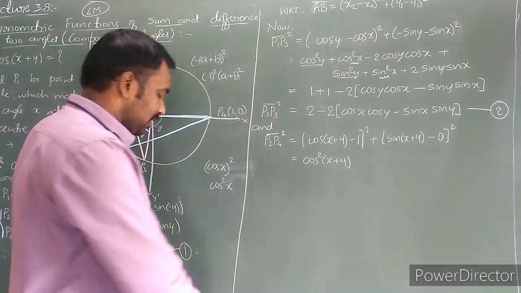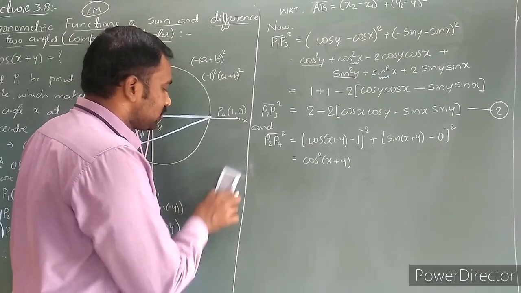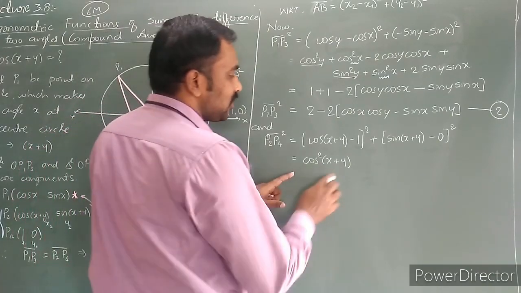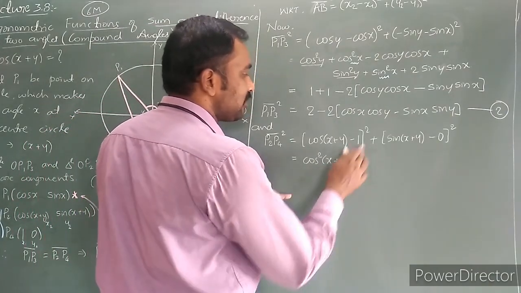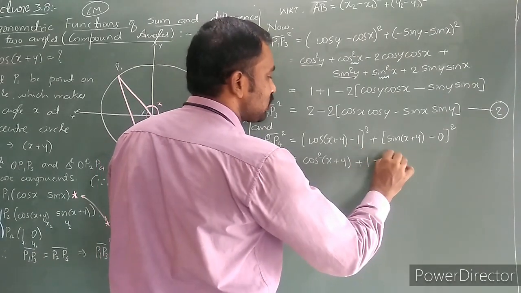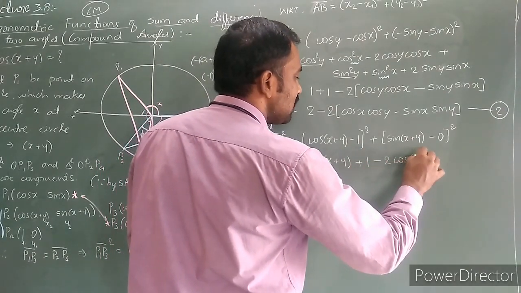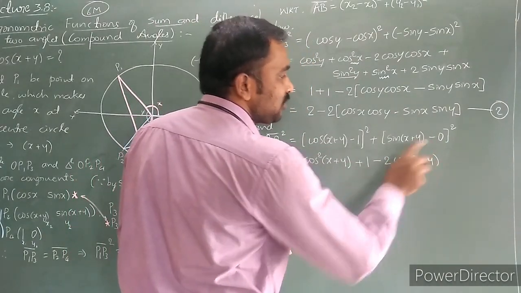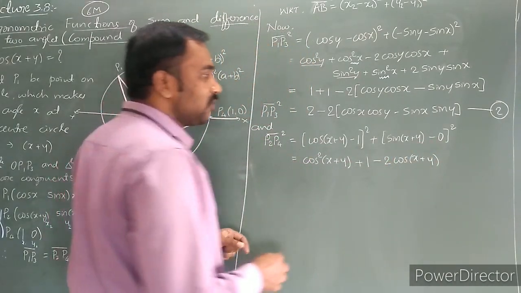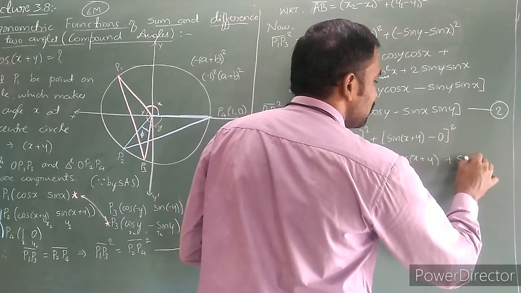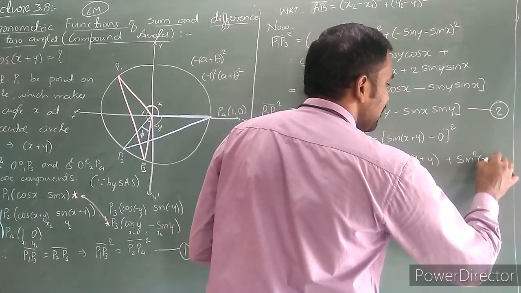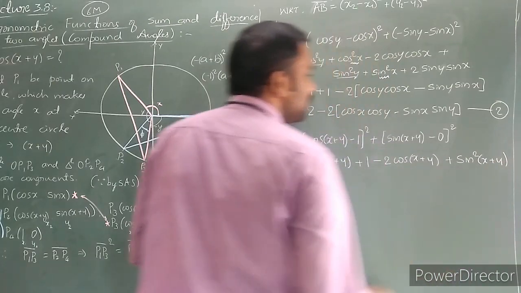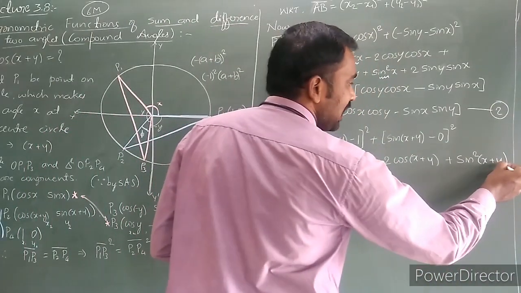Okay. Now, cos square of a square is what? Plus b square means 1 square, minus 2ab, minus 2 into cos of x plus y. Then sin of x plus y minus 0, only sin of x plus y. So sin square of x plus y. Don't take the square for the angle.